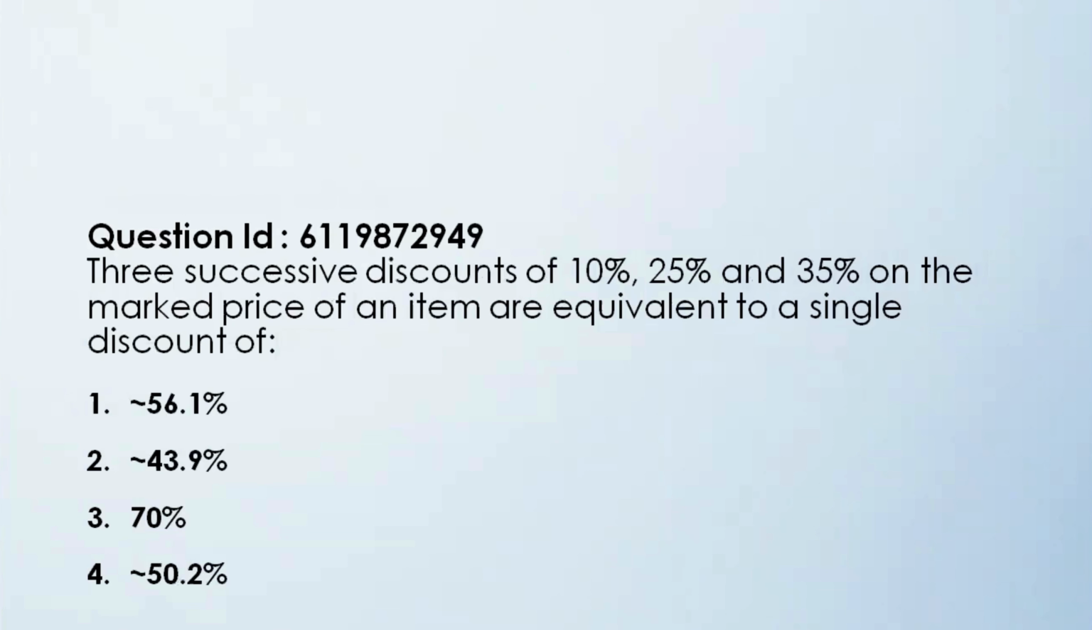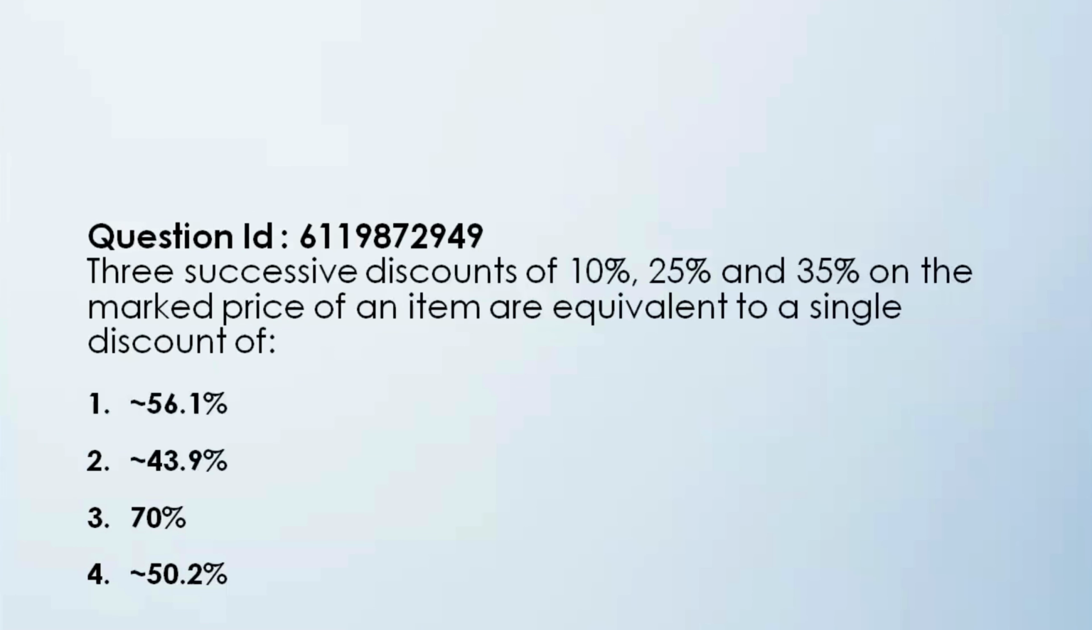The next question. Three successive discounts of 10%, 25%, and 30% on the marked price of an item are equivalent to a single discount of 56.1%, 43.9%, 70%, or 50.2%. If I have a product of say 100 rupees, first I give 10% discount, then I give 25% discount, then I give 35% discount. What is the cumulative or the total percentage of discount going to be for this? Just like the previous question, I want you to pause the video, solve the question by yourself, and then play again to see the steps we use to solve this question.